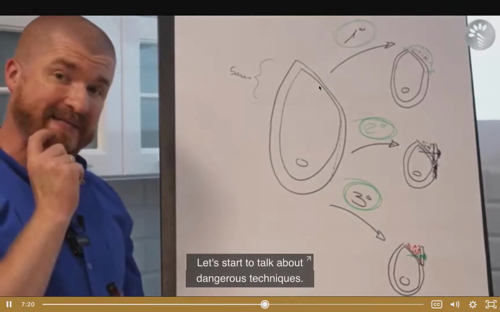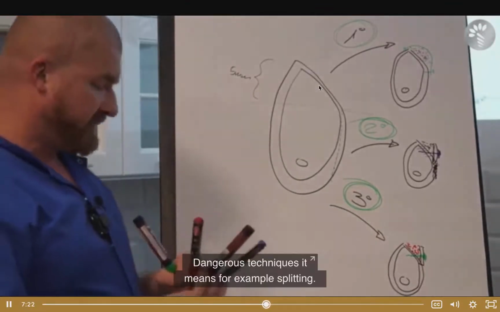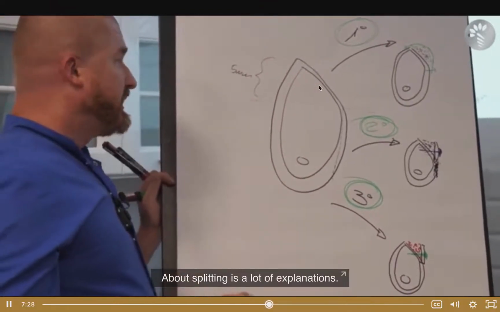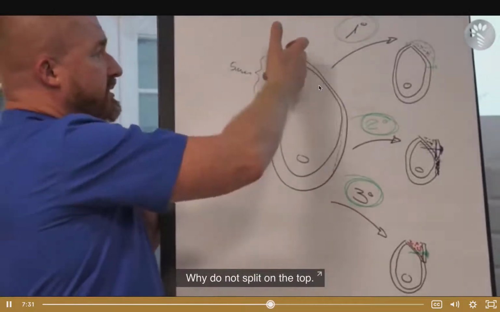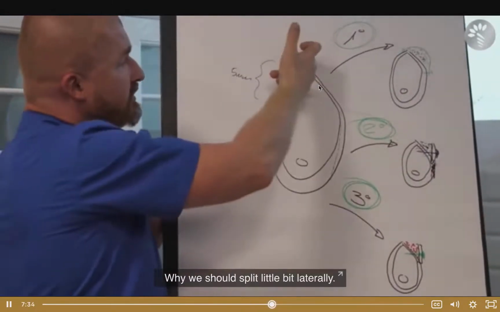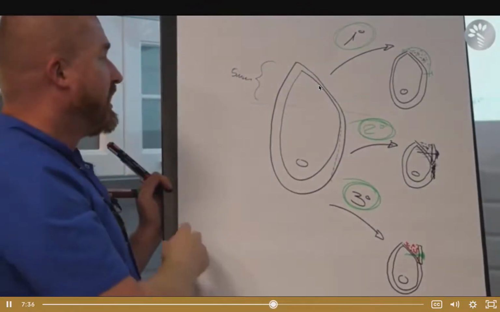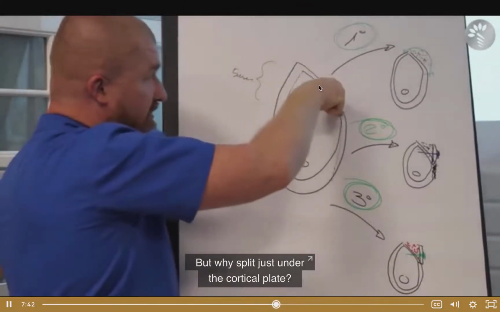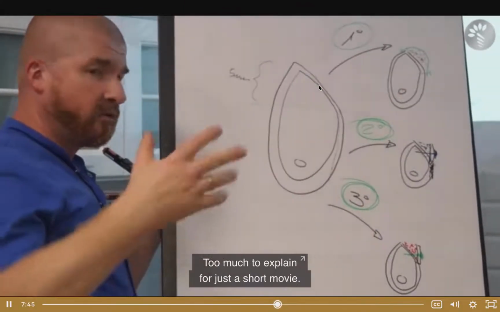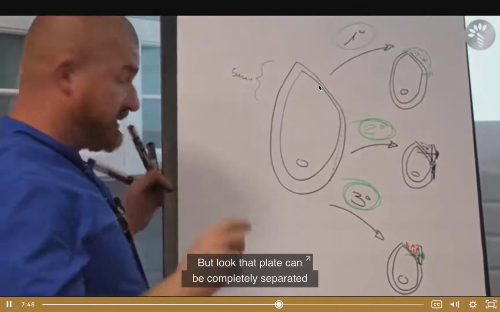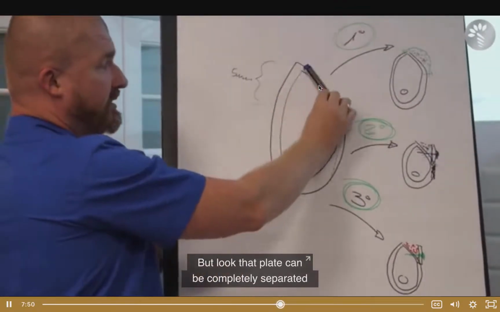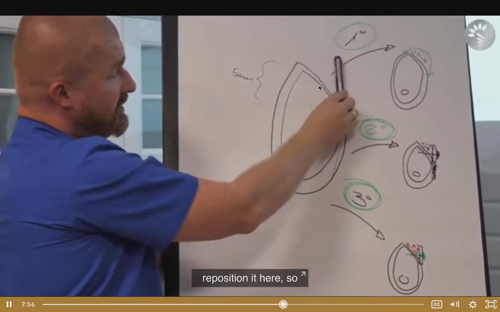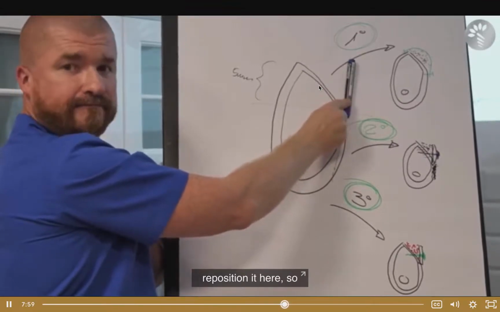Let's start to talk about dangerous techniques. Dangerous techniques mean, for example, splitting. About splitting there are a lot of explanations. Why not split on the top? Why should we split a little bit laterally? Okay, why not split just in the middle of the bone? But why split just under the cortical plate? Too much to explain for that short movie. But look, that plate can be completely separated, or greenstick fracture here, and we can reposition it here.